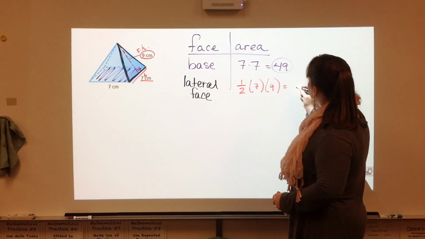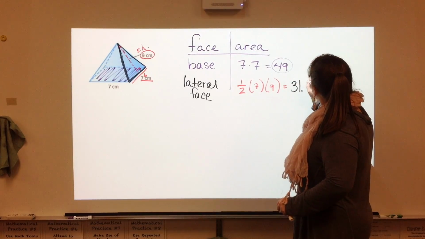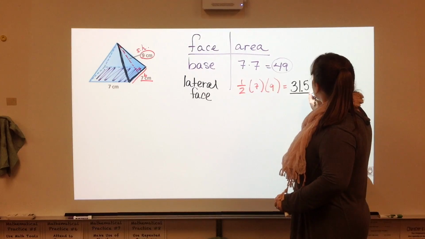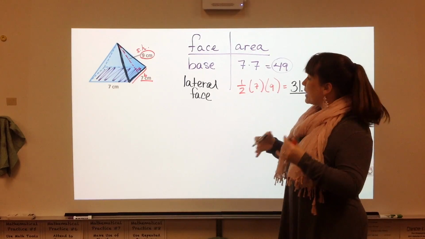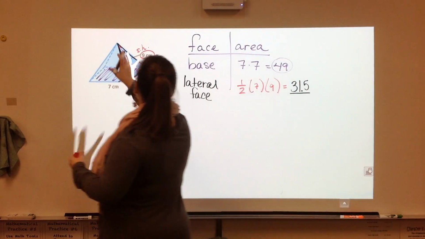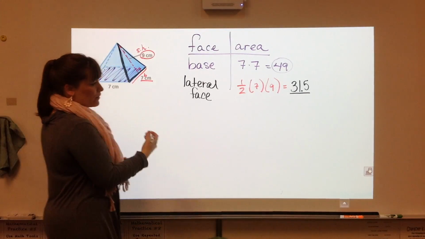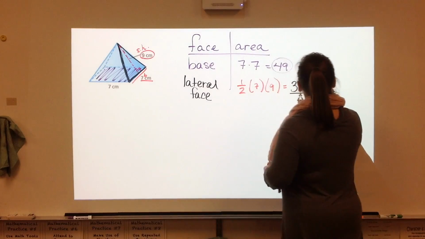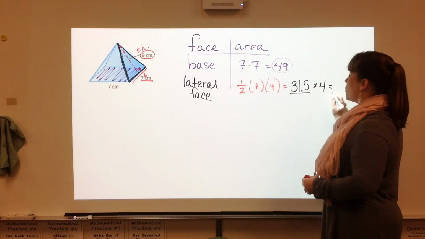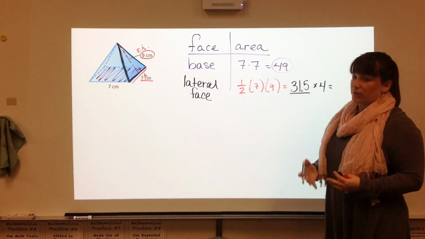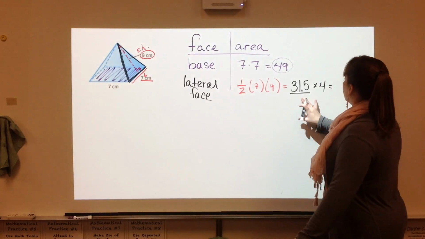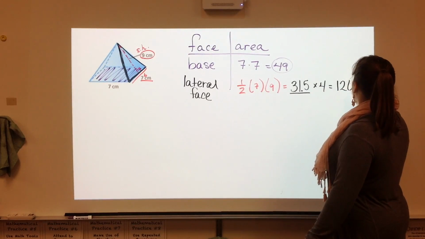Half of that is going to be 31 and a half. Now remember, that's just one. And now let's think, how many lateral faces do we have? We have 1, 2, 3, and 4 of them. So now I can multiply this by 4 and get all of the lateral faces right away. When I multiply that, I get 126.